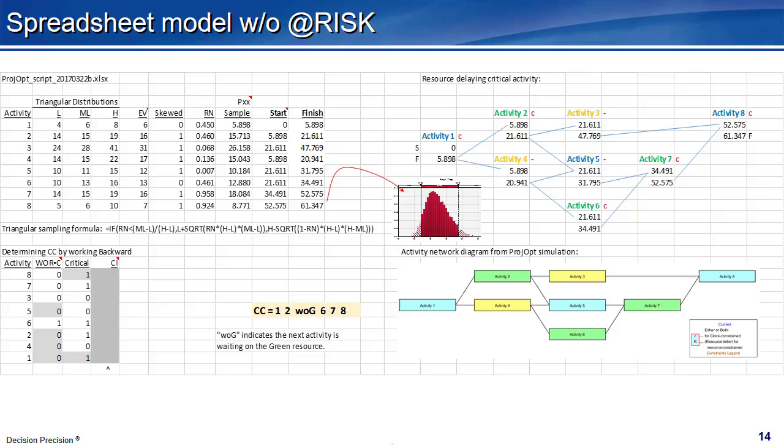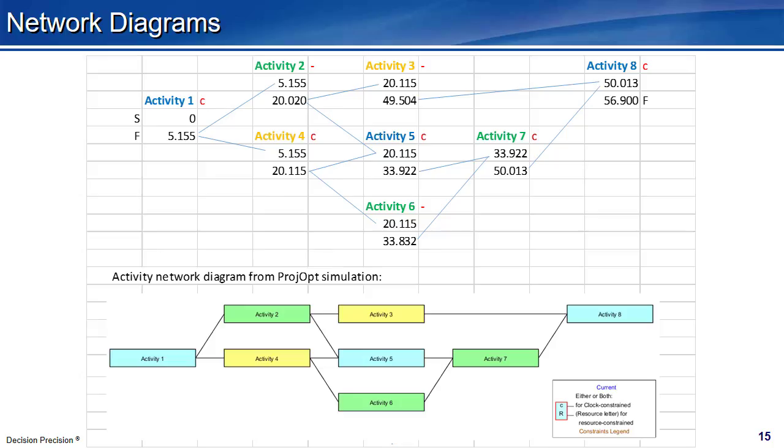Here again is the overall model without At Risk. Let's look at the network diagrams on the right side. The upper network shows the activity start and finish times. At the right side of an activity label, there is sometimes a small c. This means for the recalculation that the task is on the critical chain.